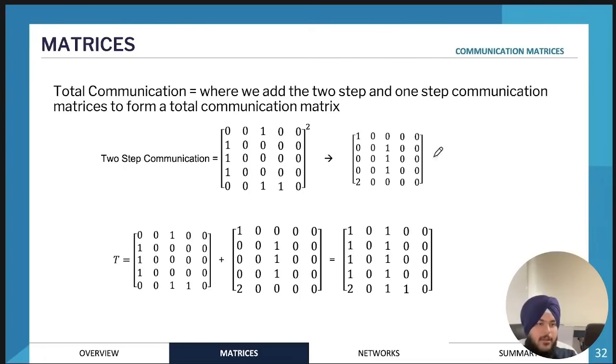Okay. And then we look at total communication. So total communication is not that important for communication matrices, but sometimes they will ask you to calculate that. And the way that you would find it is to add the one-step communication matrix with the two-step communication matrix. And again, this is something that you would do on your CAS. So adding the one-step communication matrix with the two-step communication matrix will give you the total communication matrix. And that's pretty much straightforward. There's not many uses for this particular type of matrix.